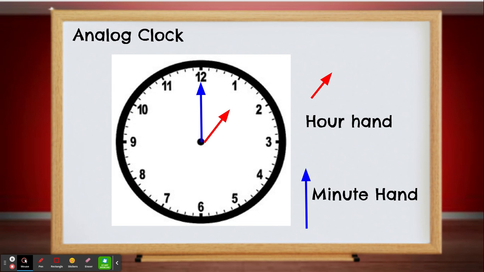On an analog clock, there are two hands. The smaller hand represents the hour and the longer hand represents the minutes. And I learned that when the minute hand points to the number 12, it represents o'clock.